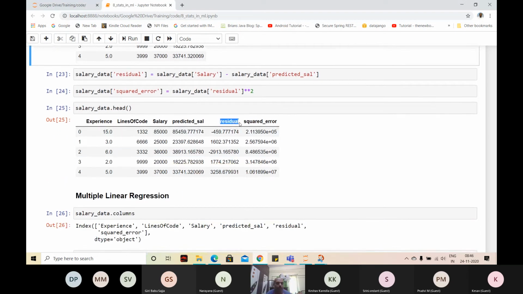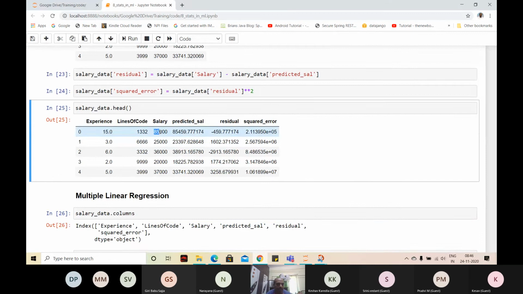See this residual, the difference between the actual value and the predicted. See this, the prediction is very close. 85,000 salary, it is predicted 85,400, 500 maybe, right? 500 error. Second record, it actually predicted minus 1,700. So there is error in each record, right? You can sum all the errors and get a total error.